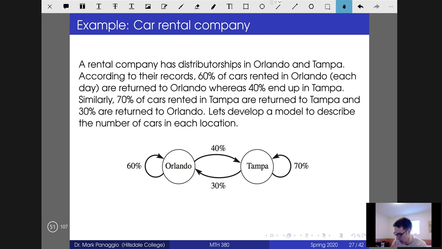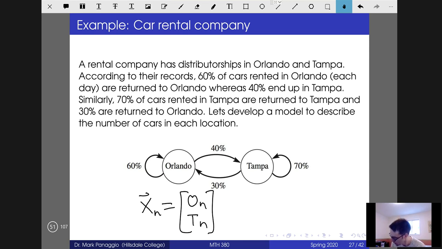All right, so how do we describe this? Well, first off, let's think about the state of the system. In order to know what's going on, we need to know two things. We need to know the number of cars in Orlando, and we need to know the number of cars in Tampa. And so we could represent the state variable, which I'm going to call x_n, with a two-component vector, the first component being the number of cars in Orlando after n days, and the second component being the number of cars in Tampa after n days.